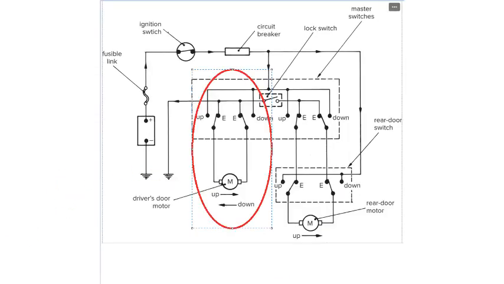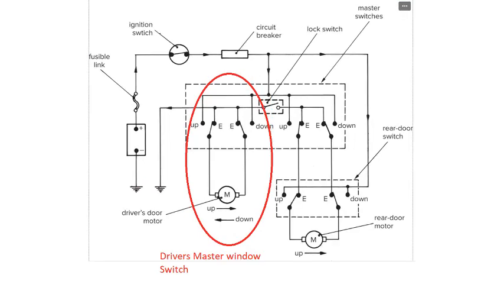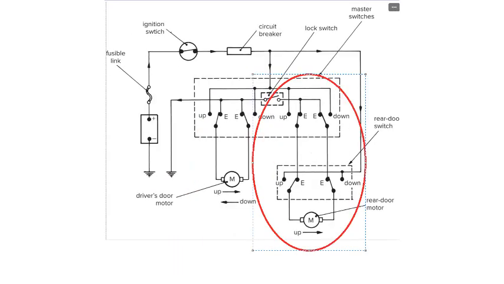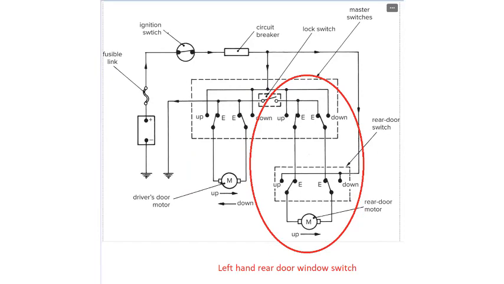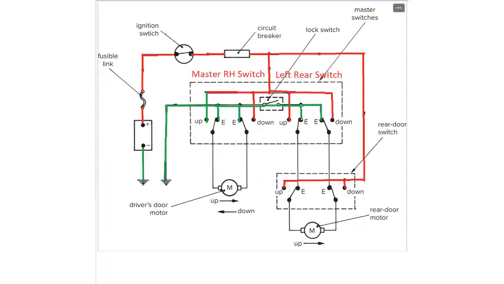And here we go. This is the driver master switch. So the next switch is the left-hand rear door window switch. It doesn't matter, there's two switches. So we now know the different switches. Now I've added some colour to help us understand the wiring circuit.